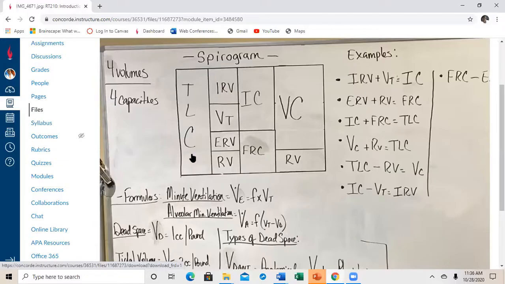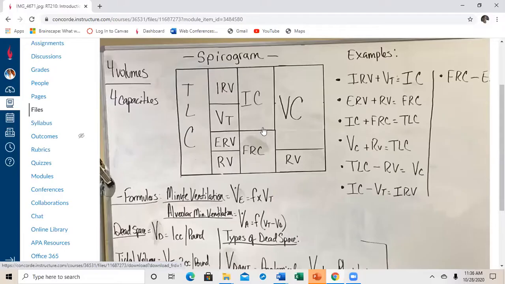You start with total lung capacity. Then I always do my VT first. I make my box, and then I do my TLC right here. And then right beside it, in the middle of TLC, I put VT. Then above VT, of course, is IRV. Below VT is ERV. And then that funny little RV is always there, okay?